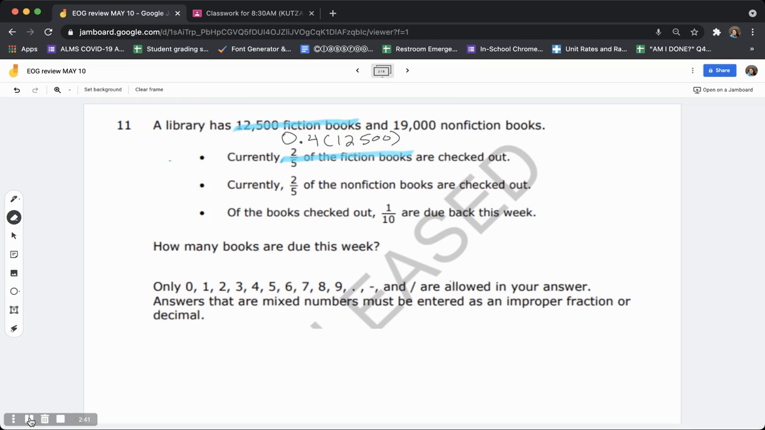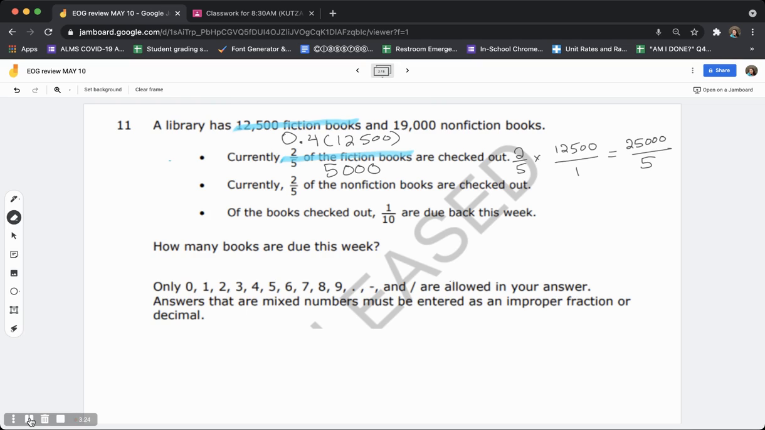If you don't know that, then you would take your fraction 2/5 and you would multiply that by 12,500. So 2/5 times 12,500, and I'm going to set this over 1 because it's a whole number. And 2 times 12,500 gives us 25,000. And 5 times 1 gives us 5. And then I'm going to simplify 25,000 over 5. So 5 can go into 25,000 5,000 times. So that tells us that there are 5,000 fiction books checked out. Now, if you did 0.4 times 12,500, you would get the same exact thing.